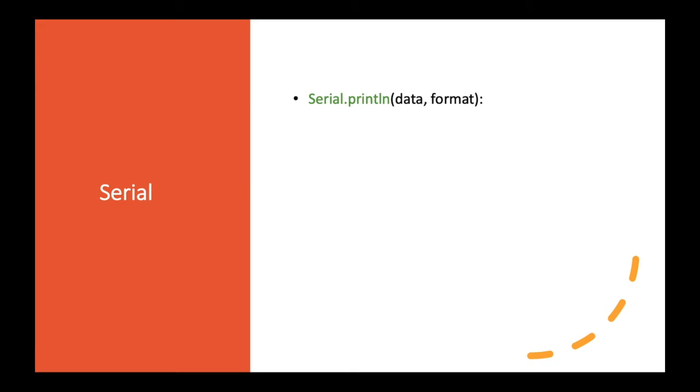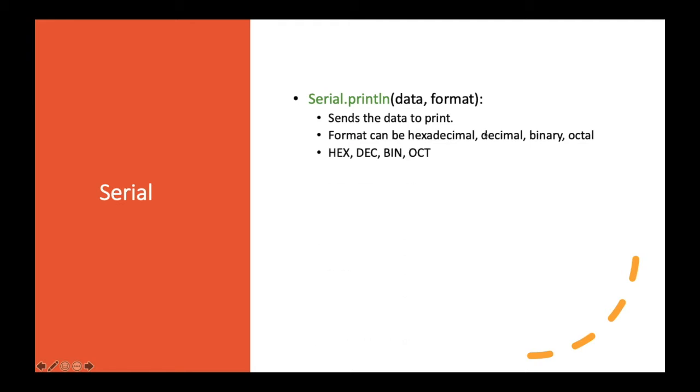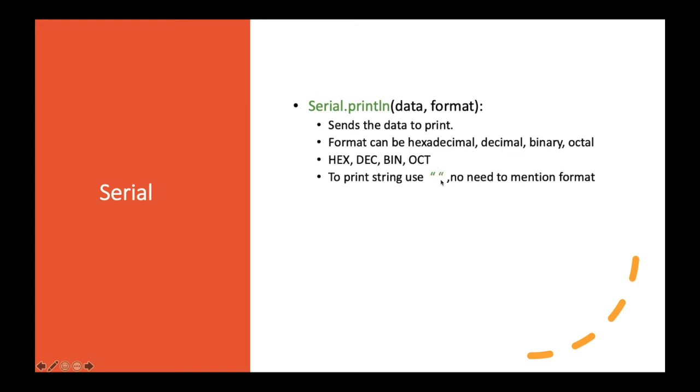Serial.println is a function that is used to send the data over the serial channel. The format in this function can be hexadecimal, decimal, binary, or octal, and it is defined by the following keyword. HEX is for hexadecimal, DEC is for decimal, BIN is for binary, OCT is for octal. To print a string, use quotation marks and there is no need to mention the format.